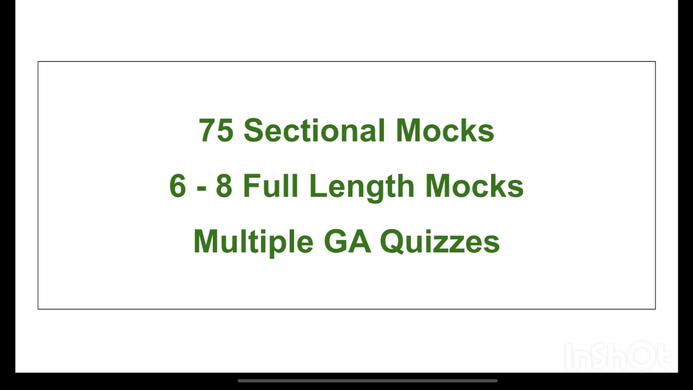Now looking at these numbers, 75 sectional mocks and 6 to 8 full length mocks and multiple GA quizzes, this will give you immense confidence before going to the mains examination on the real day, right? This will give you more and more confidence in cracking the exam and getting your dream job. So I request everyone who is following or wants to follow this strategy, aim for these numbers: 75 sectional mocks, 6 to 8 full length mocks, multiple GA quizzes. 75 sectional is again 25 English, 25 reasoning and 25 quants.